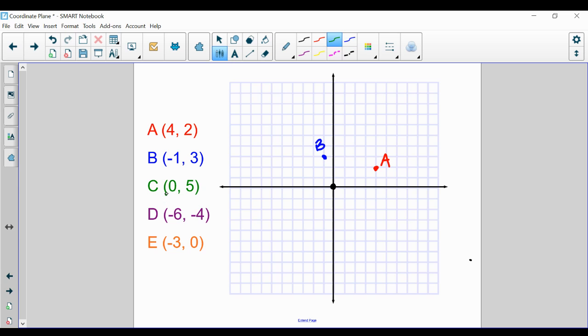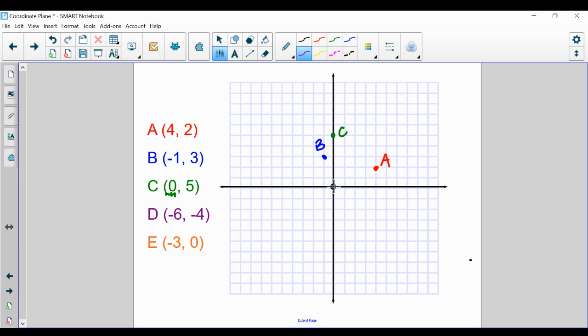Point C, this 0 is new to us. So that actually means that I'm not going to go forward and I'm not going to go backwards. I'm going to do 0 horizontal movement. And instead, I'm just going to focus on my 5, which is telling me to go up 5. 1, 2, 3, 4, 5. So in this situation, point C is actually located right on our y-axis.